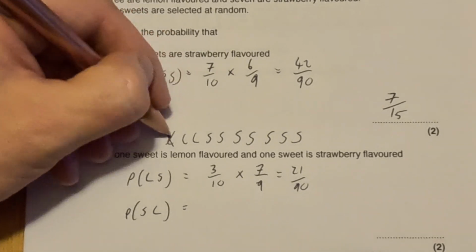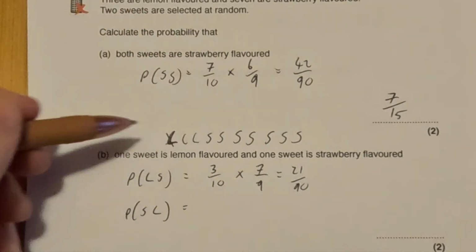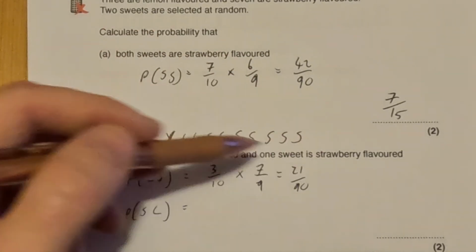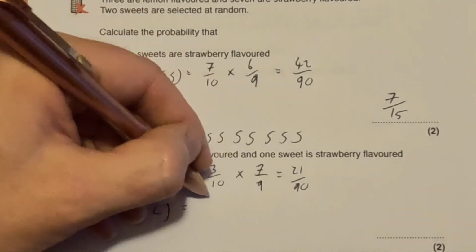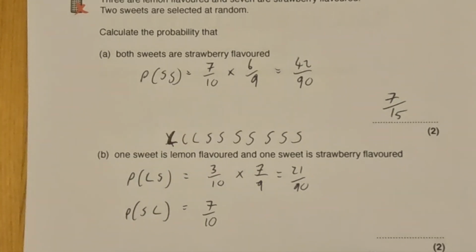So if we put the sweets back in the bag, let's put that lemon sweet back in the bag there. So it's back in the bag, uncrossed out, so it's there now. So we want to find the probability of getting a strawberry sweet. So in the bag at the beginning, there's 10 sweets, 7 are strawberry flavoured, so that's going to be 7 out of 10. So this is the probability for the first sweet being a strawberry sweet would be 7/10.